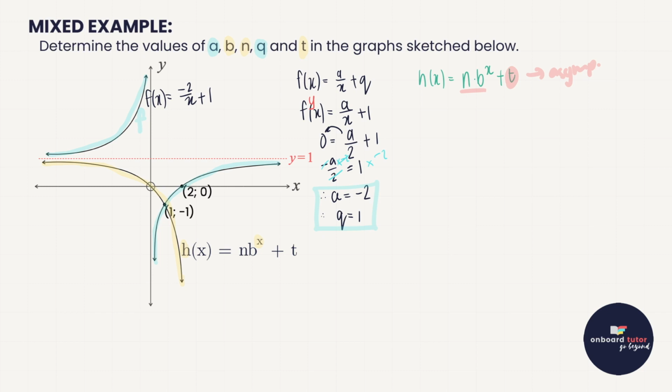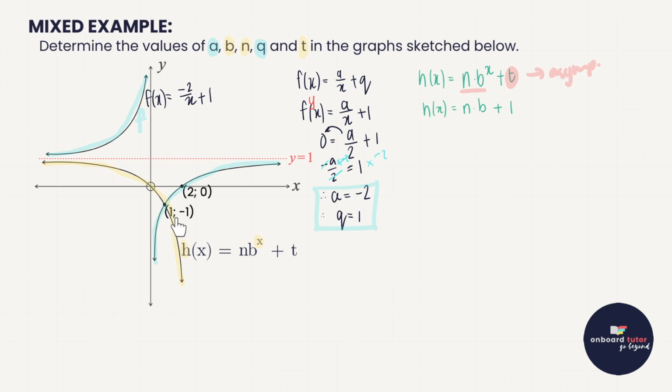Okay, so t I can substitute in straight away. So I'm going to say h of x is equal to n times b to the x plus our t value there, which is 1. Hey, the asymptote is the same in both of these functions. Now I'm looking for a point to substitute on this yellow graph, and believe it or not, I've got two options. So I've got 1 and minus 1, but if you look carefully here, 0 and 0 is also a point, and so we may need that.